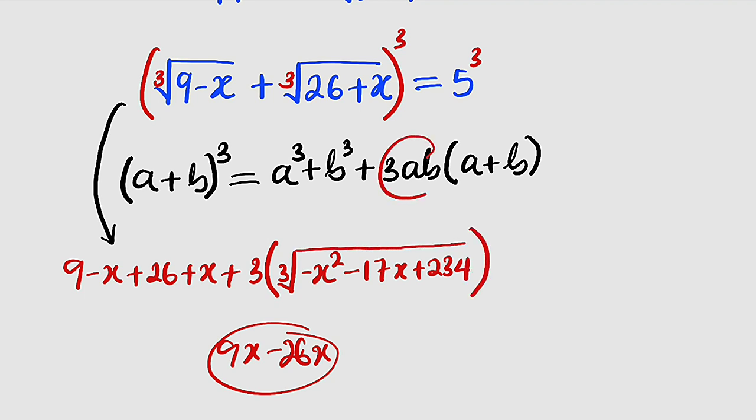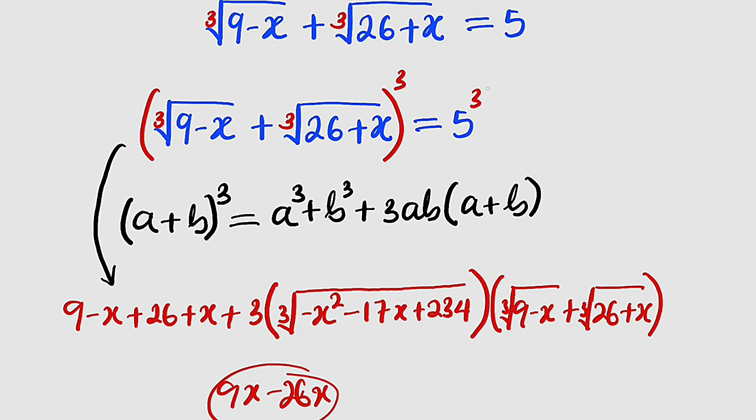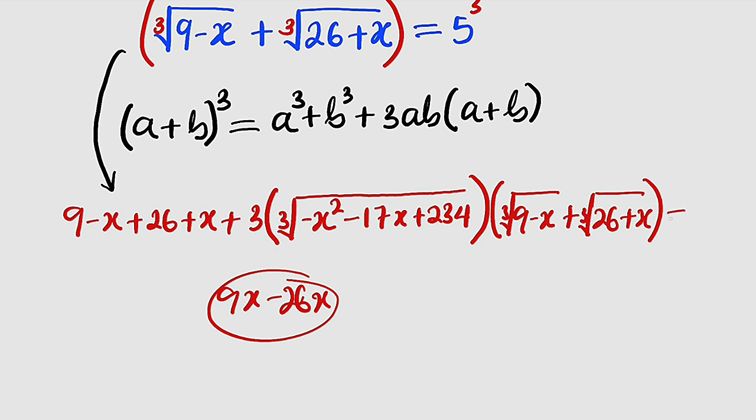So this is what? 3ab. But we still have this, right? a plus b multiplied by a plus b. It means we should take this and add it to this. We have a cube root of 9 minus x plus cube root of 26 plus x. All right, we are done with the expansion. Then the whole of this will be equal to 5 to the power of 3, which is 125. So this is 125.